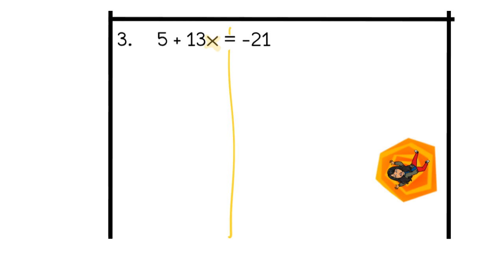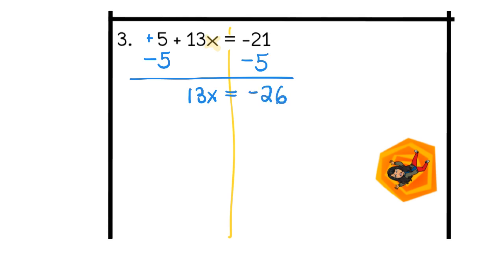The 5 is being added. How do I know the 5 is being added? Because there's a little plus sign here that you can't see that's automatically associated with a constant with no number in front of it. Okay, so if there's nothing in front of it, we know it's a plus sign. So how are we going to get rid of a plus 5? We are going to subtract 5. That will give us 13x equals negative 26.